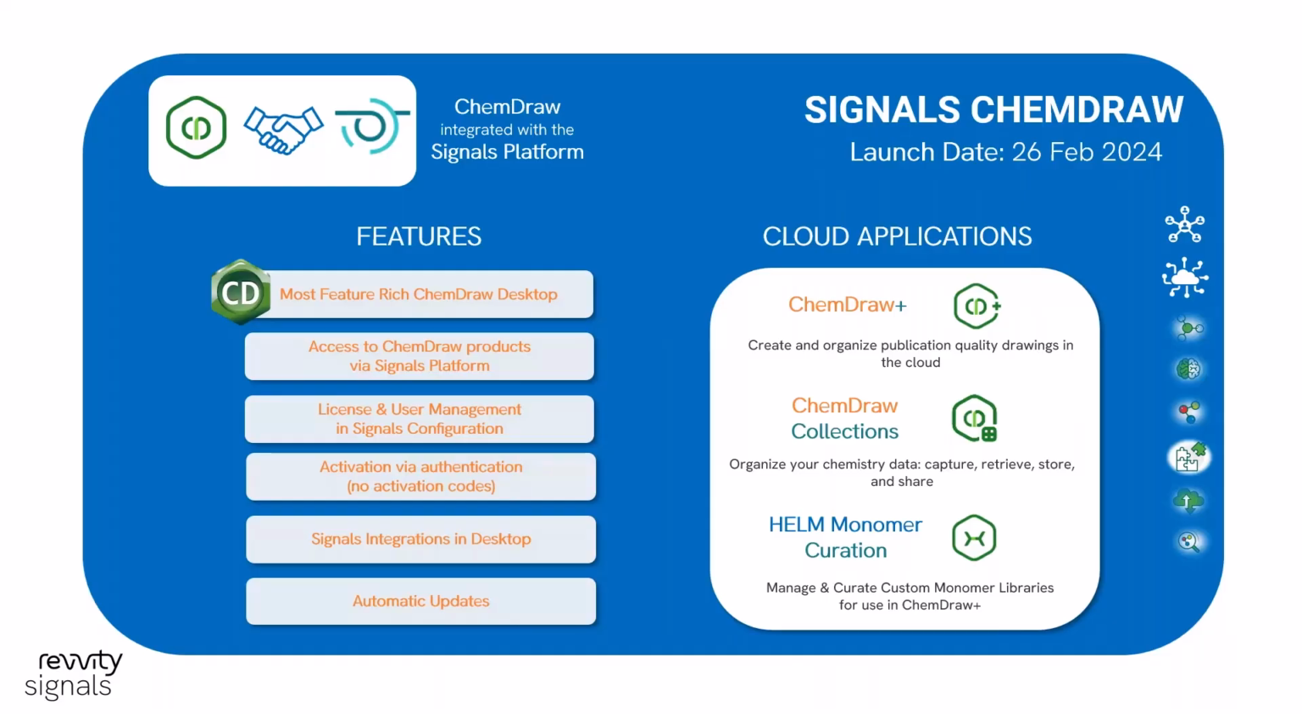Finally, Signals ChemDraw gives you access through the Signals platform to three different cloud applications: ChemDraw Plus, ChemDraw Collection, and HELM monomer curation. In this presentation, I will focus only on ChemDraw Plus and ChemDraw Collection.